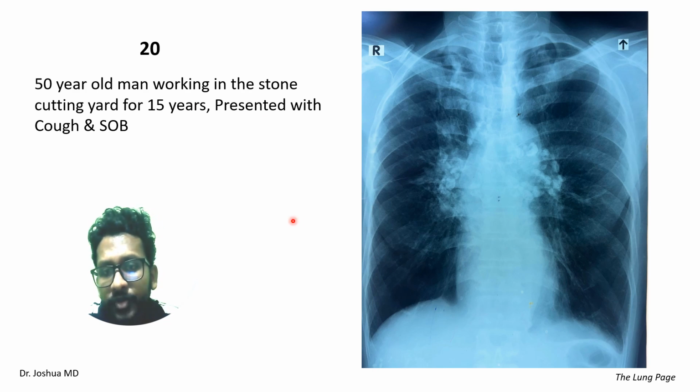According to the history, the most probable diagnosis is silicosis, because this calcification is called eggshell calcification. So what are the other causes of eggshell calcification? Another important cause is sarcoidosis. So when you identify mediastinal lymph nodes bilaterally with eggshell calcification, first differential diagnosis is sarcoidosis, second is silicosis. So here the diagnosis is silicosis according to the history.